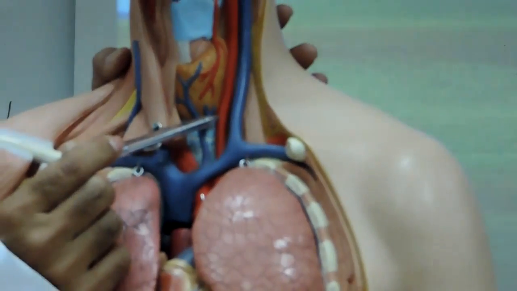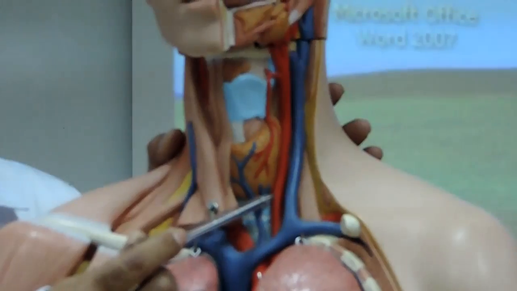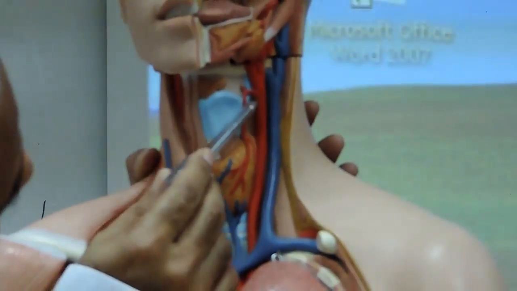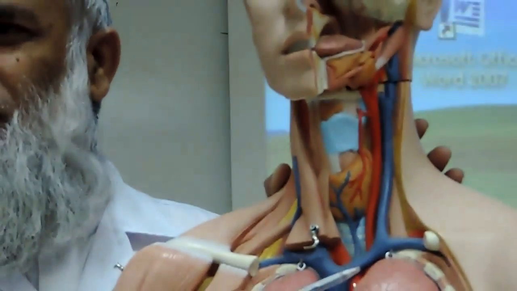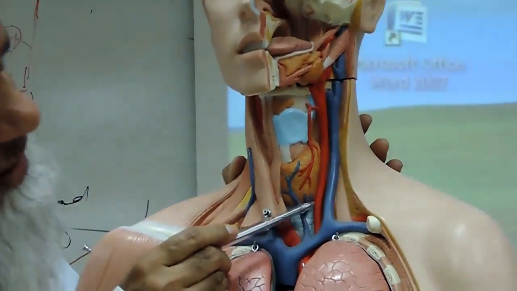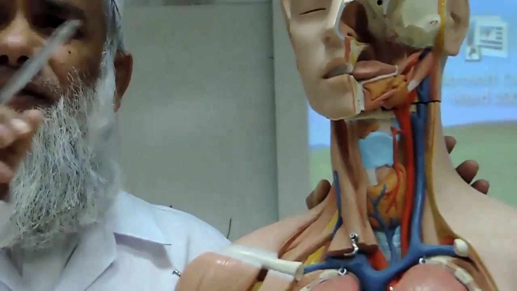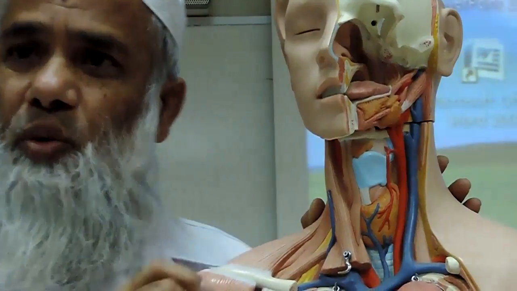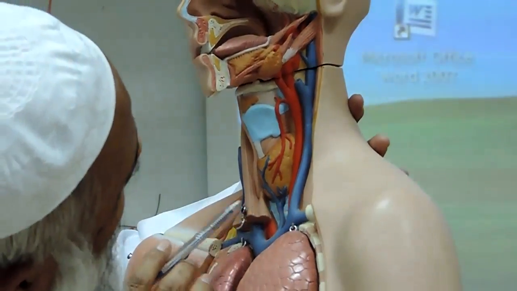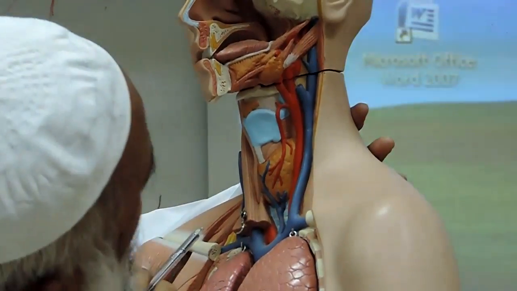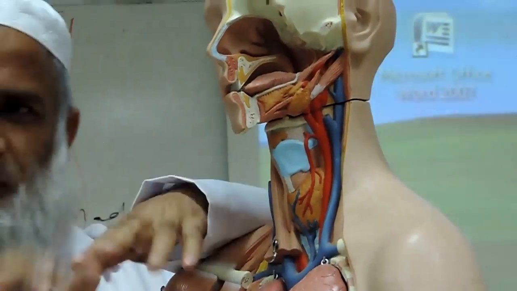The left common carotid artery begins as a terminal branch of the aortic arch, while the right begins from the brachiocephalic trunk. It ends at the upper border of thyroid cartilage by dividing into external and internal carotid arteries. Common carotid artery is enclosed in the carotid sheath with the internal jugular vein on its lateral side and the vagus nerve between the two. It is divided here into external carotid and internal carotid, but these are not clear in this model.